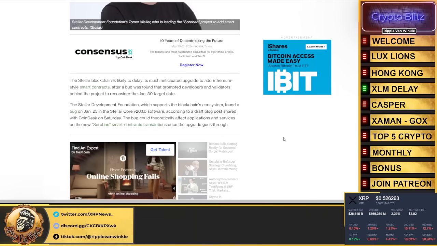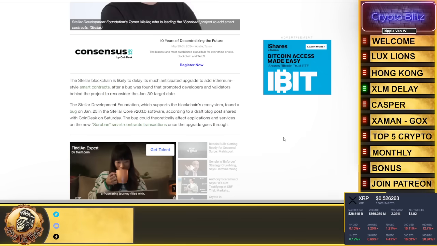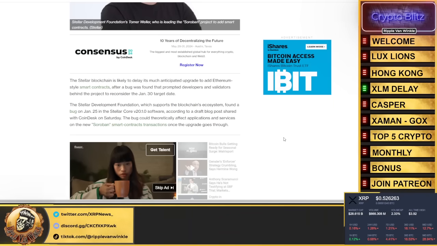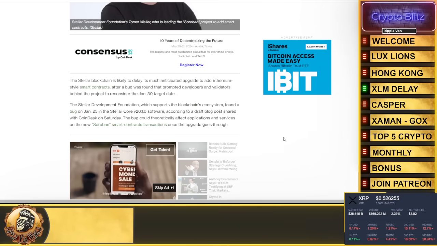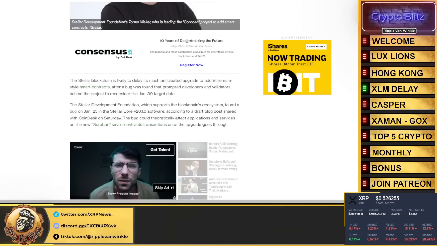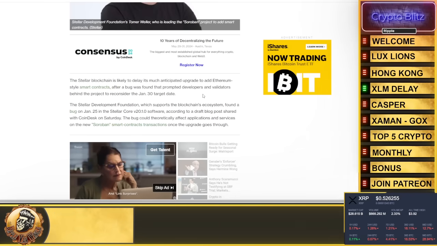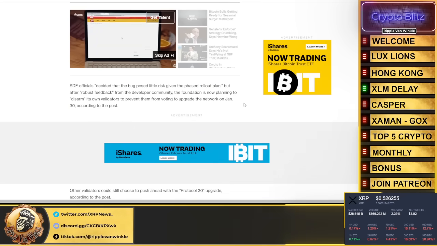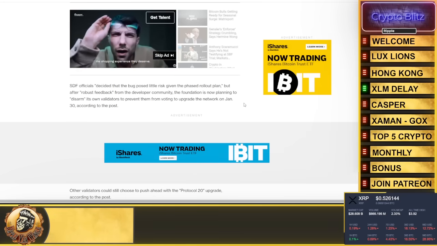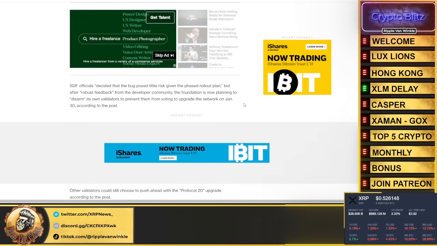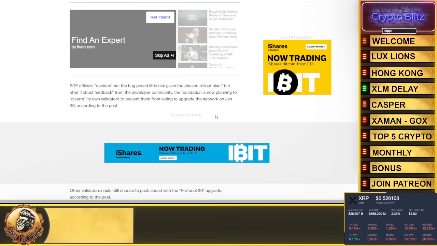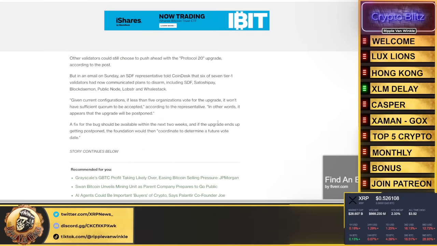Says the Stellar Development Foundation, which supports the blockchain ecosystem, found a bug on the 25th of January in the Stellar Core version 20.1 software, according to a draft blog post shared with CoinDesk on Saturday. The bug could theoretically affect applications and services on the new Soroban smart contract transactions once the upgrade goes through. SDF officials decided that the bug posed little risk given the phased rollout plan, but after robust feedback from the developer community, the foundation is now planning to disarm its own validators to protect them from voting to upgrade the network on January 30th.